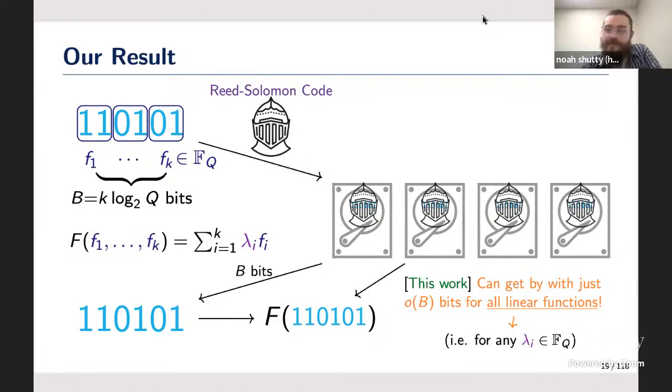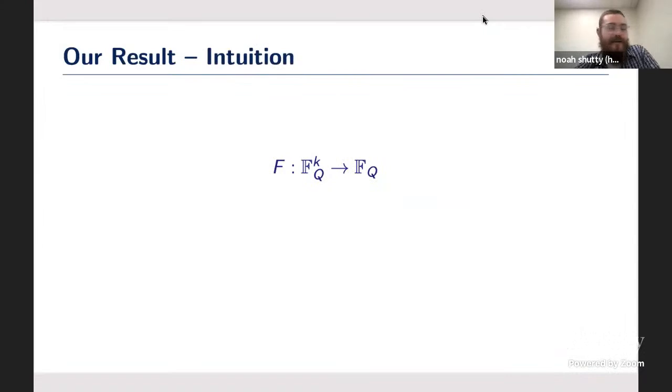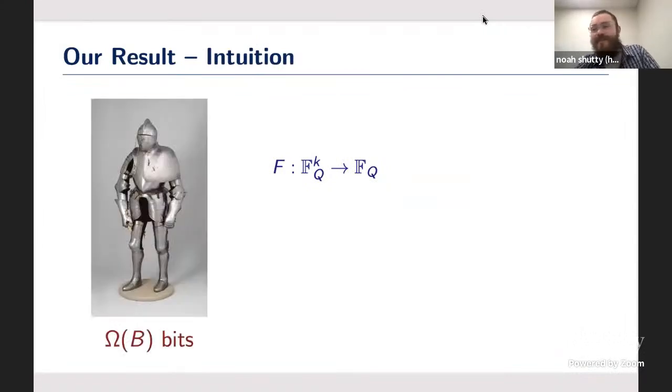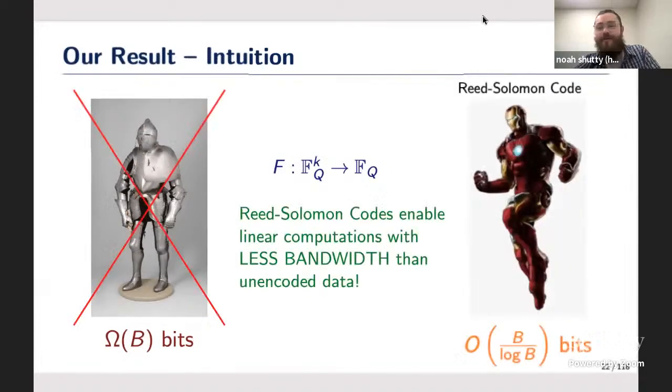And I found this really surprising because naively at the start of this project, I just assumed that an error correcting code is like a big and bulky suit of armor that will provide protection to your data, but it's kind of slow and bulky, and it'll be difficult to compute on your data because you have to worry about the fact that it's encoded. But our work shows that, at least for the purpose of these linear computations, the Reed-Solomon code is more like the Iron Man armor, because it not only provides protection, it gives some new capability.